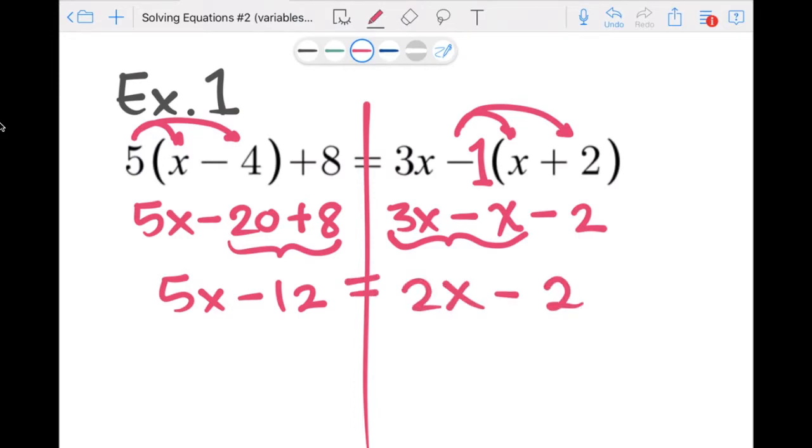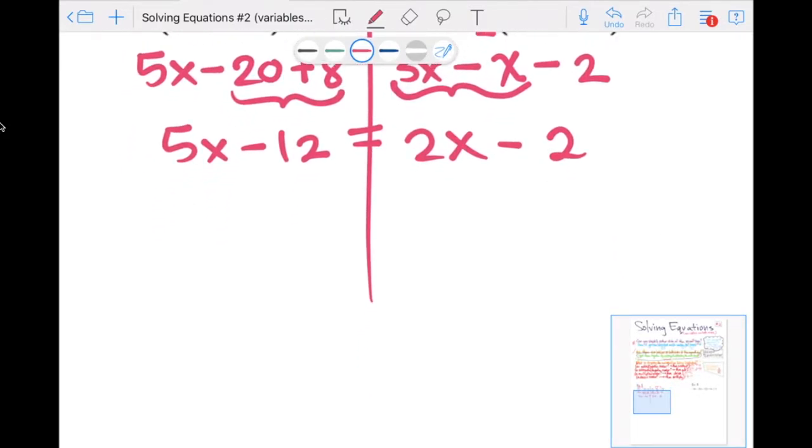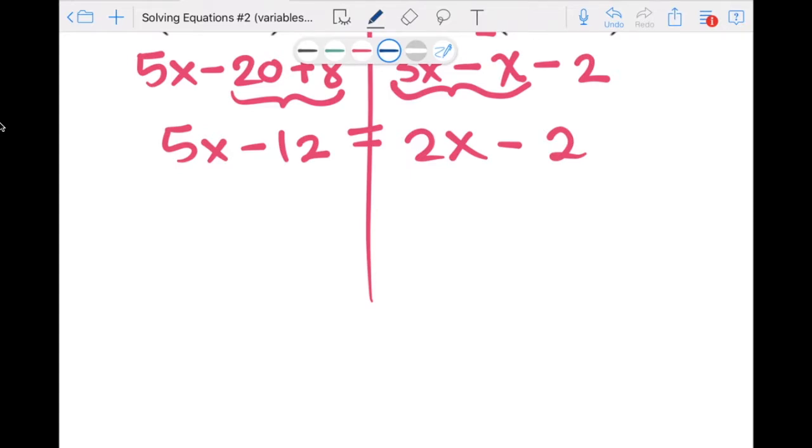All right, the next question we want to ask ourselves is, are there variables on both sides of the equal sign? And there are. We have a 5x on the left and a 2x on the right. So what do we do? We need to subtract 2x from both sides. It's not wrong for you to subtract 5x from both sides, but then you're going to have a negative variable term, and negatives are just notorious for causing careless errors.